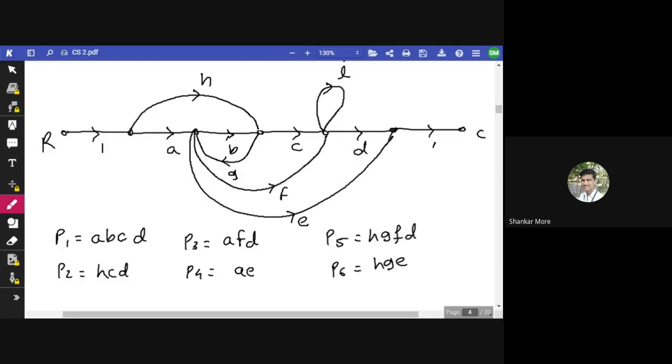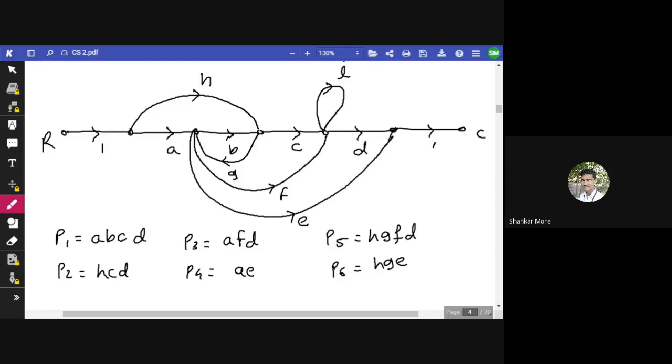Okay. So number of loops. We have to find out number of loops. How many loops are there, guys? BG. Yeah, BG is the loop. All right. I is the loop. Any other? Okay. I is the self loop.